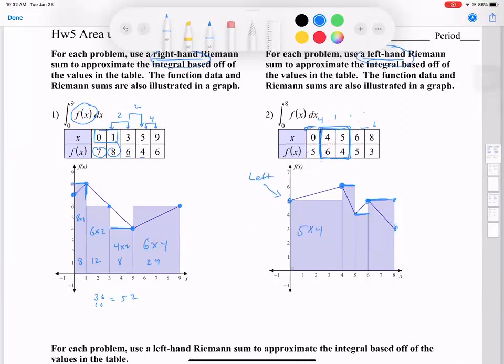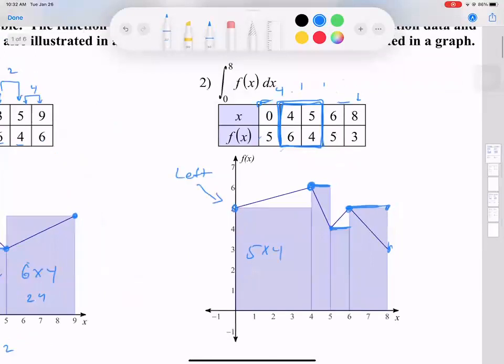I'm having a hard time visualizing just based off the chart. We can always draw the graph, right? You can. If I had to draw a chart, I would just draw the dots. So if I was drawing this right here, I would draw 0, 4, 5, 6, 8, something like that. And then just graph the y values.